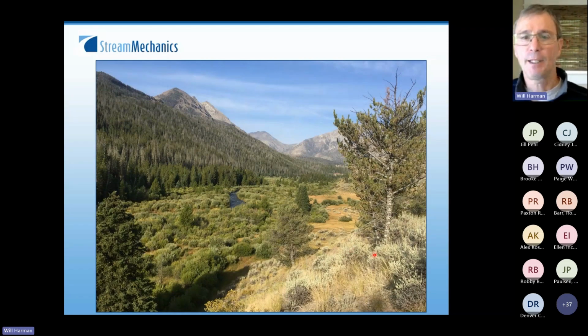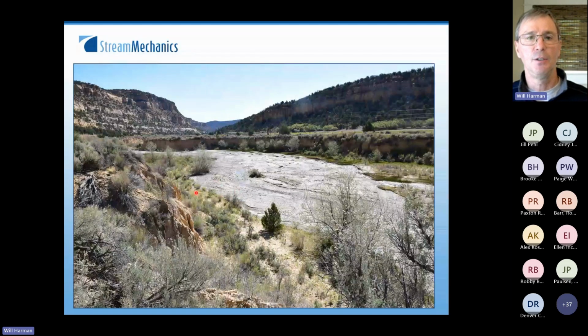Here's a more arid landscape. So this is in Arizona. This is also a stream that has incised, a bankfull bench that has flattened out. You can see the trees are starting to form. So in this example, bankfull is right here along the top of this bench.